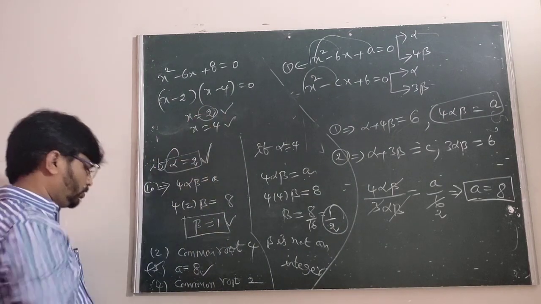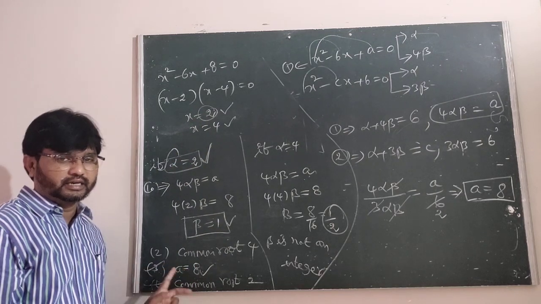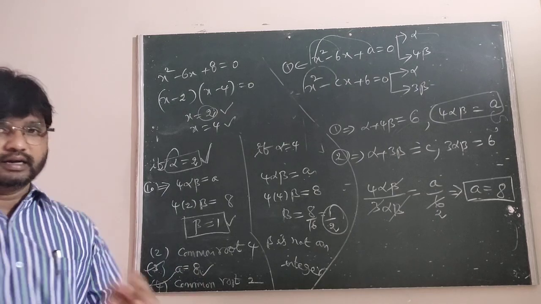Here the common root is 2. The common root is 2 and a is 8. These two options are the correct options.